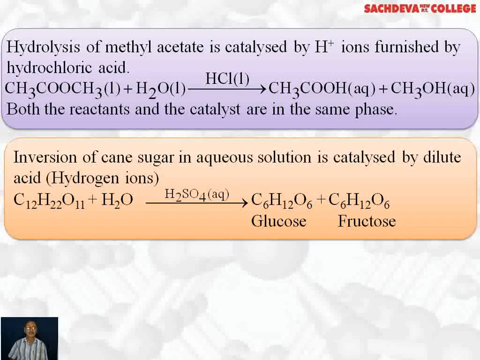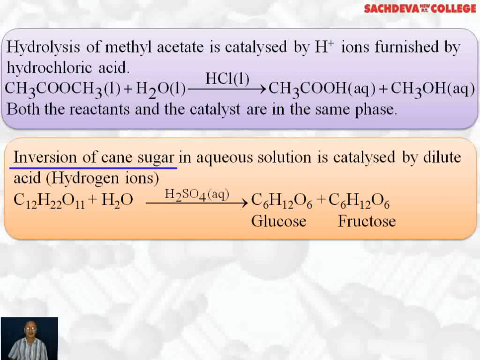The second example is hydrolysis of methyl acetate, which is catalyzed by H+ ion furnished by hydrochloric acid. Methyl acetate on hydrolysis in the presence of H+ ion gives acetic acid plus methyl alcohol. Both the reactants and catalyst are in the same physical state. This reaction is slow in the beginning and becomes fast later because acetic acid also furnishes H+ ion, and the concentration of H+ ion increases, therefore the rate of reaction increases.